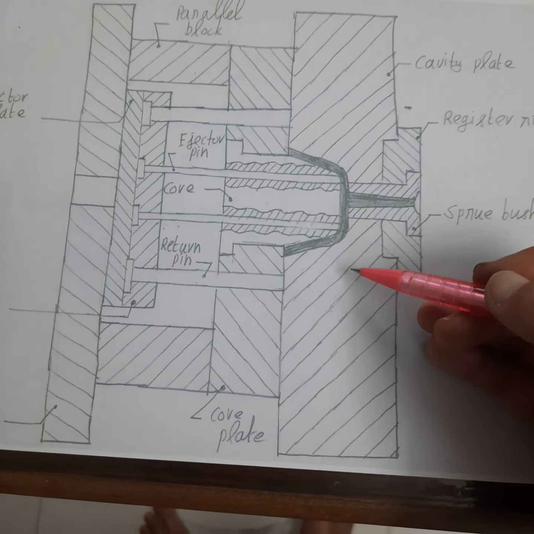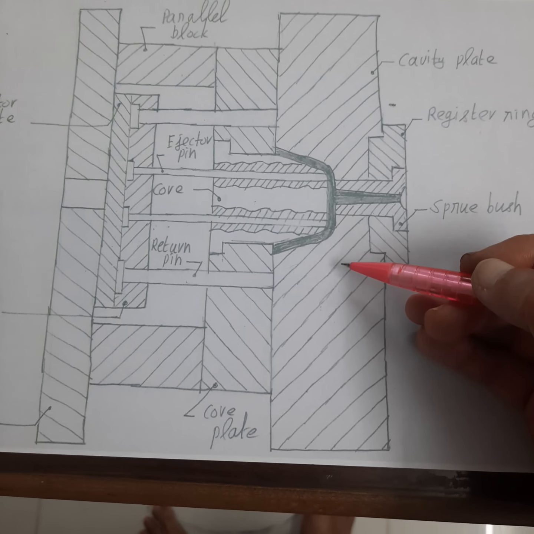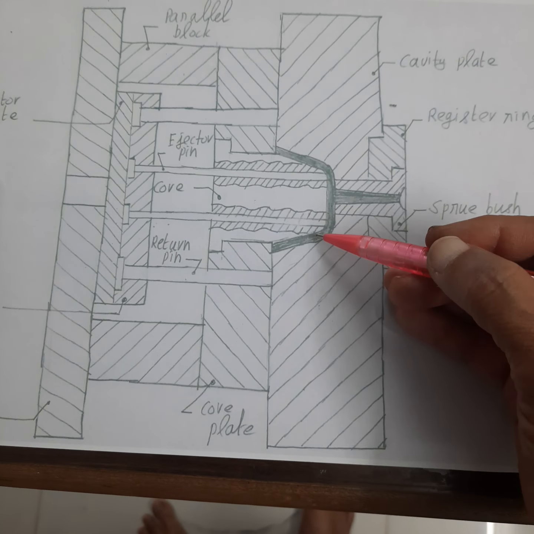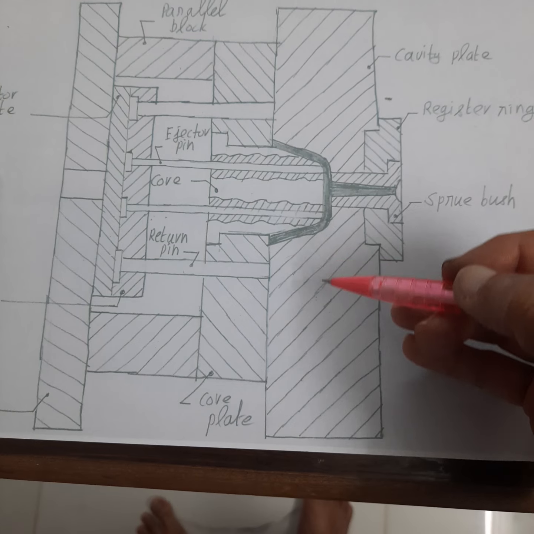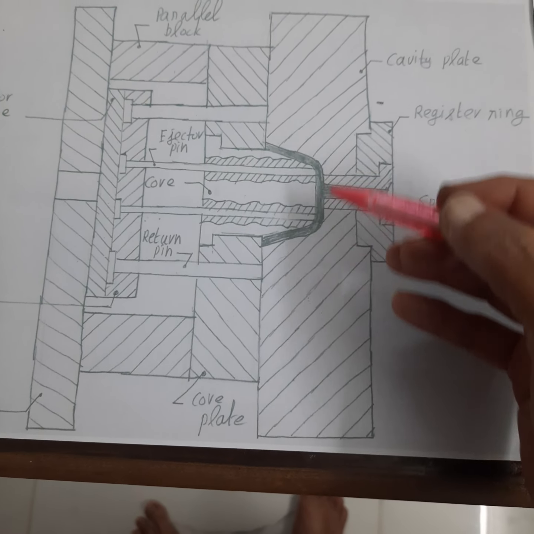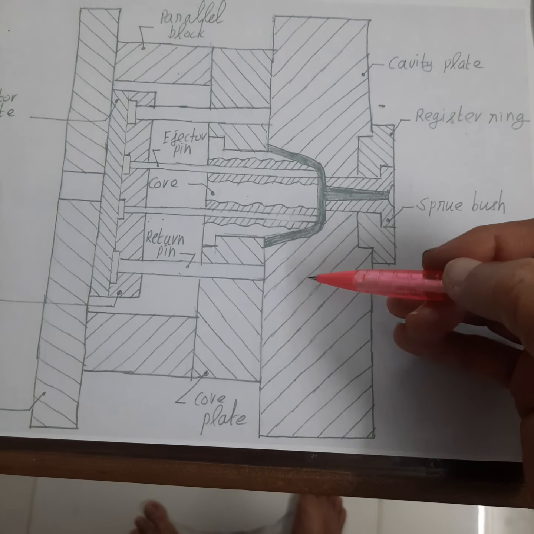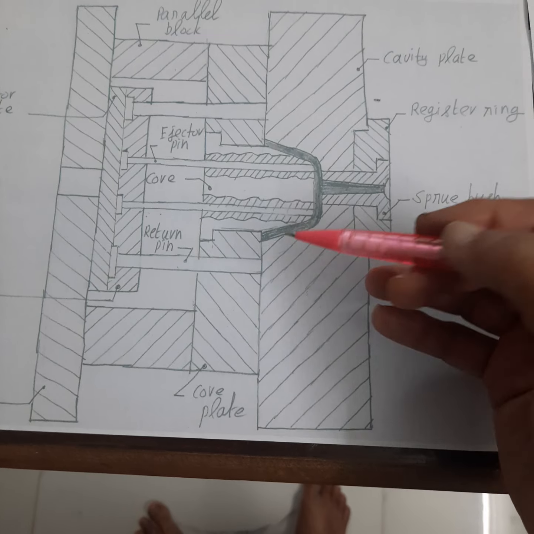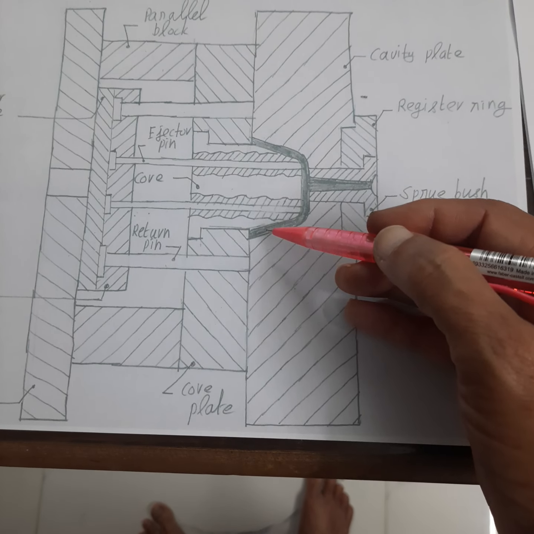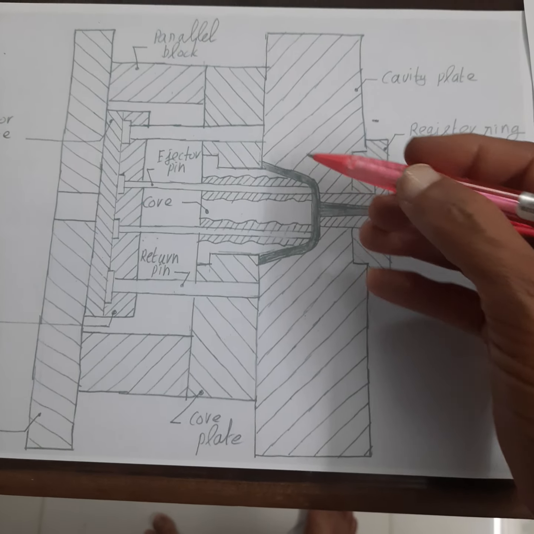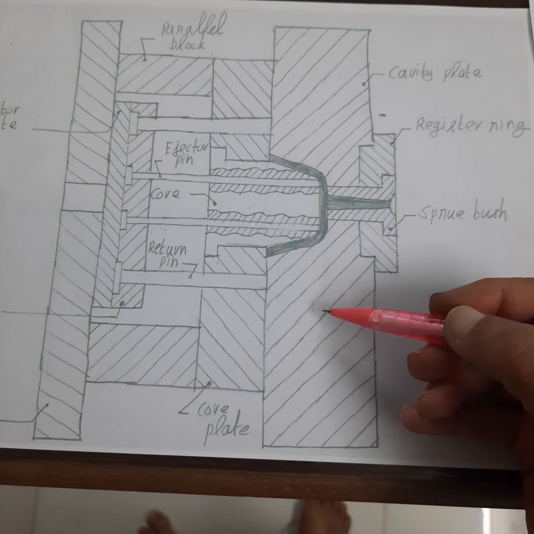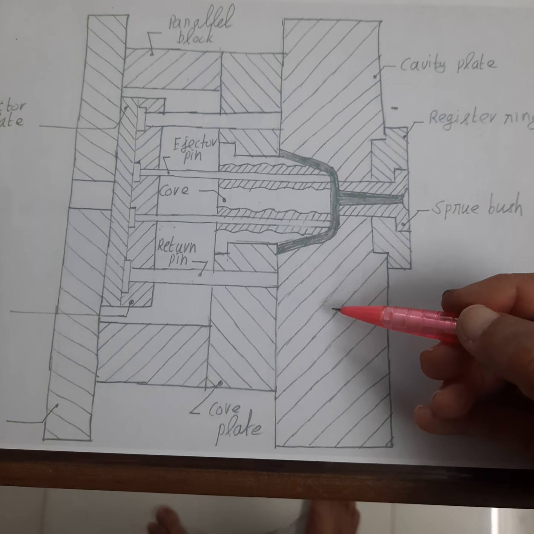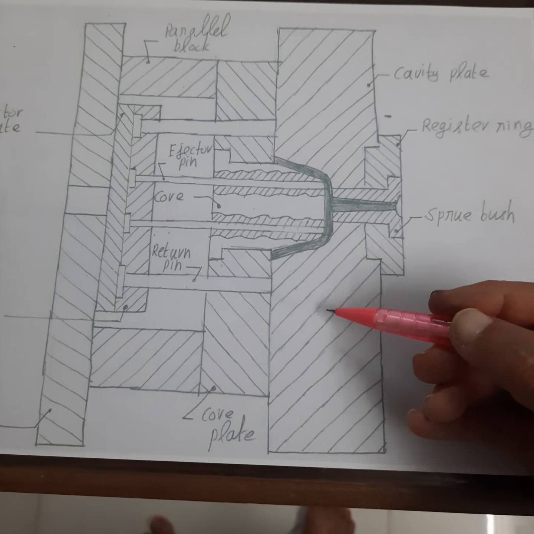So the injection cycle is over. Now we have to allow for solidification of the molten polymer. You have to pass water around the core and cavity for the purpose of removing the heat. In this process, the molten polymer solidifies during the cooling cycle, and once it solidifies, the component has to be ejected out.